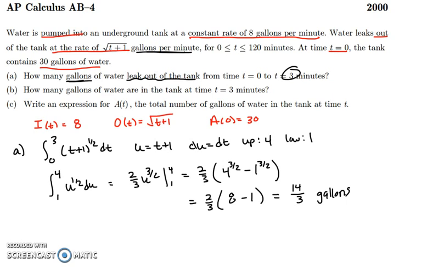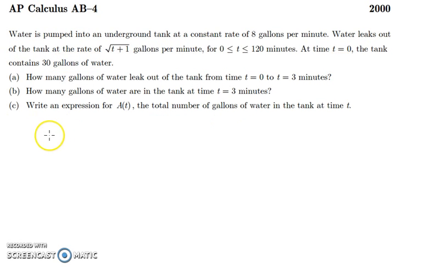So that's part A, just a very straightforward accumulation function. How much water accumulated as it leaked out of the tank. Now part B is asking us how many gallons of water are in the tank. So if we think about this, now these two rates are acting against each other, and we want to know how much is left inside the tank.